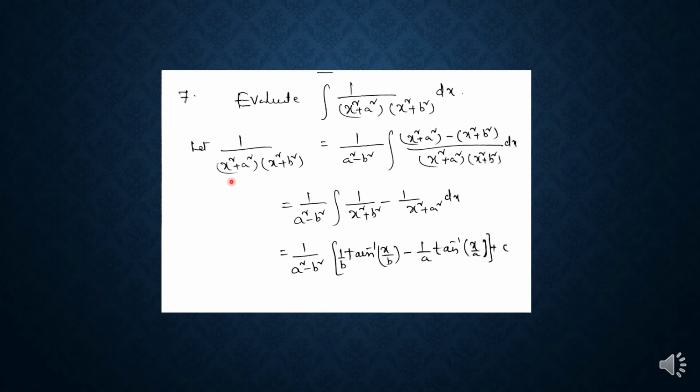quadratic factors. For that we should take the partial fractions as (Ax + B)/(x² + a²) + (Cx + D)/(x² + b²). For that we have to find the values of the constants A, B, C, D, which is a little lengthy.